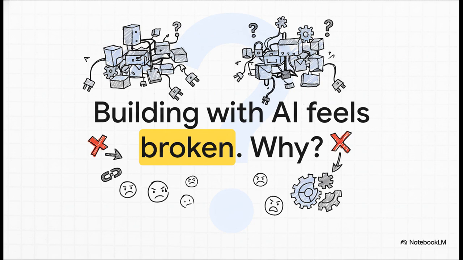So let's just kick things off with a feeling I think a lot of developers, a lot of businesses are having right now. Building with AI just feels broken, doesn't it? It's clunky, it's way too complicated, and honestly, it often fails to live up to the hype. But why? What is the real root cause of all this frustration?